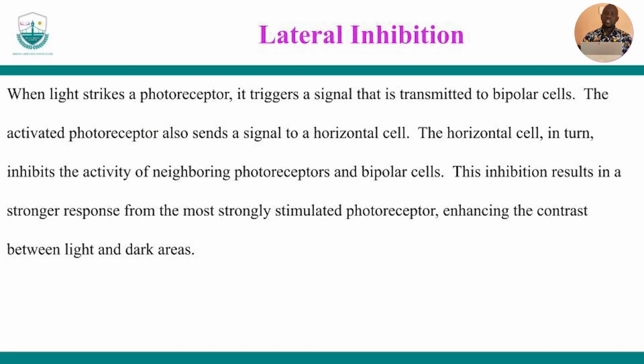Lateral inhibition is because the horizontal cells are the ones to inhibit. They say, please don't let this one be the one to move. So the electrical signal goes and it improves the contrast of the image.